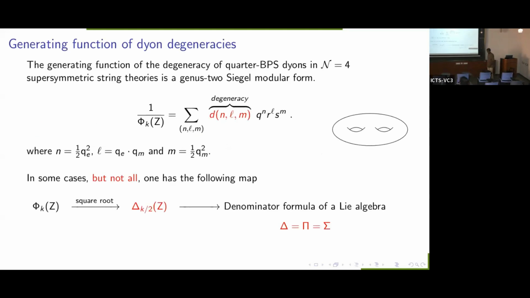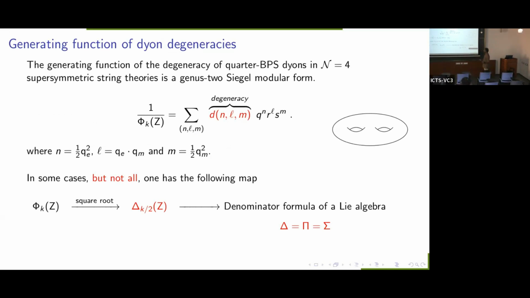OK, so the surprising thing is that the generating function of the degeneracy of quarter BPS or 1/4 BPS dyons in N equal to 4 supersymmetric string theories is a genus-2 Siegel modular form. So this Z here, you should think of it as the period matrix of some genus-2 surface. And the charges, so there's a vector of charges.